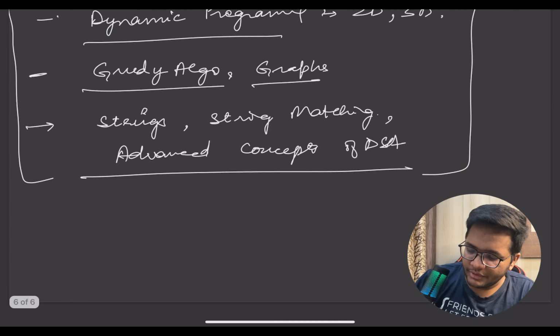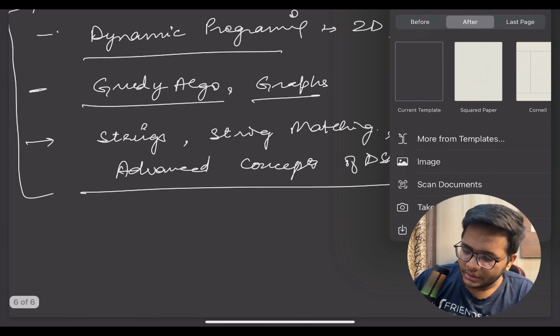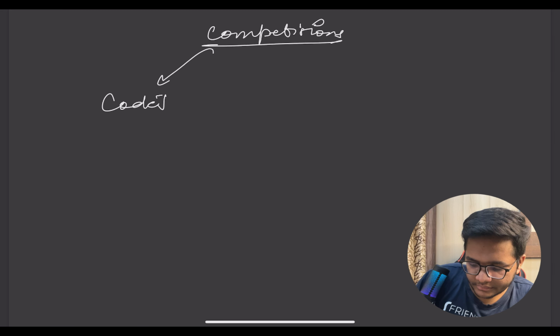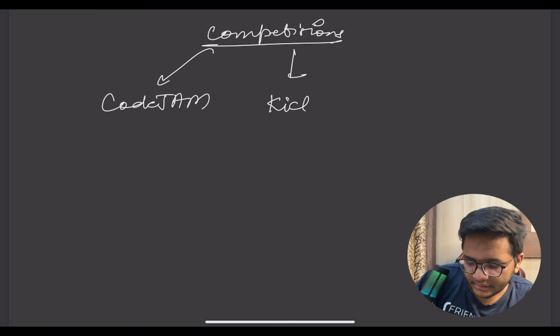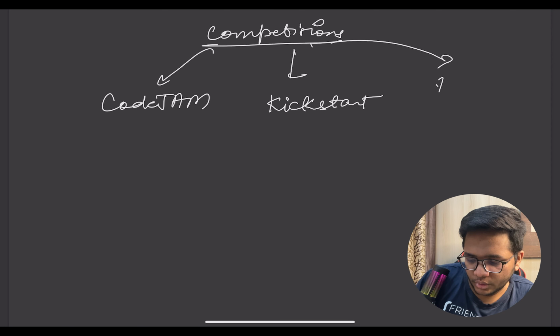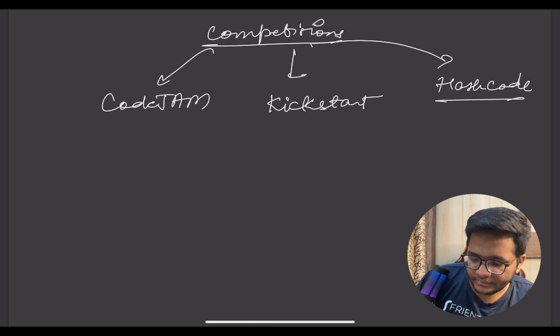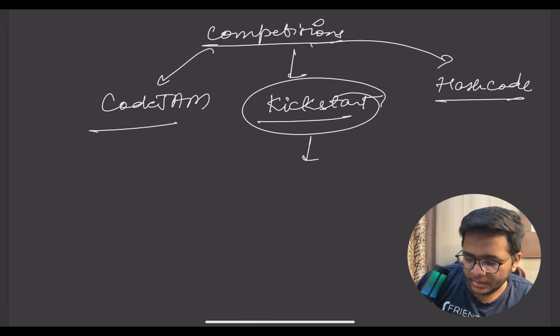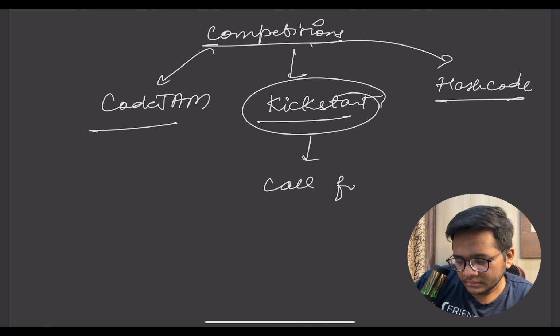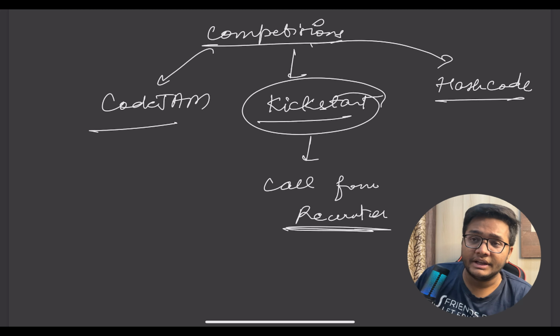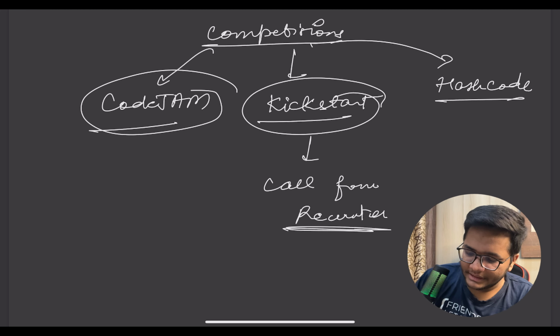Apart from that, what else we need to know about Google's process is that there are different competitions that Google conducts, right? Which competitions are conducted? There's Google Code Jam, there's Google Kickstart, and there's Google Hash Code. If you perform really well in Kickstart, you are bound to get a call from a recruiter. In many cases, you will get a call from a recruiter if you perform well in Kickstart. That is one. Then there's Code Jam and then there's Hash Code.